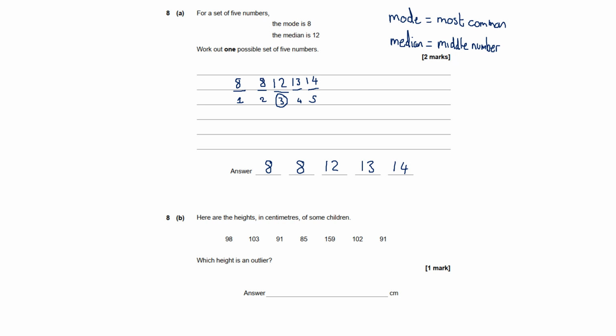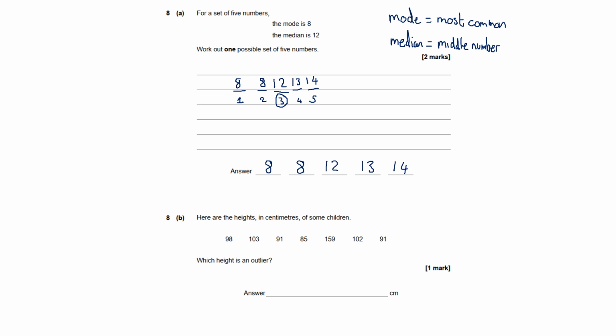So that's good. And then for B, here are the heights in centimetres of some children. Which height is an outlier? So the first thing that you need to do whenever you get a list in your exam, don't panic if you see a lot of numbers. Just think to yourself, is this list in order? And if it's not in order, the first thing you do is put it in order. So I'll write it here in order. And the good thing, if we accidentally miss one, we can just fill it in.